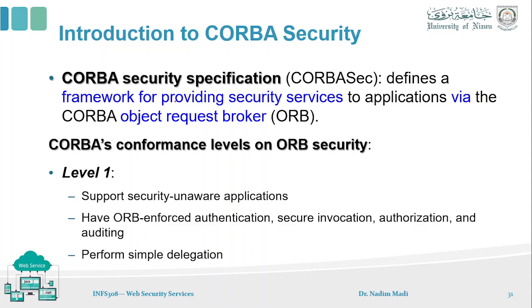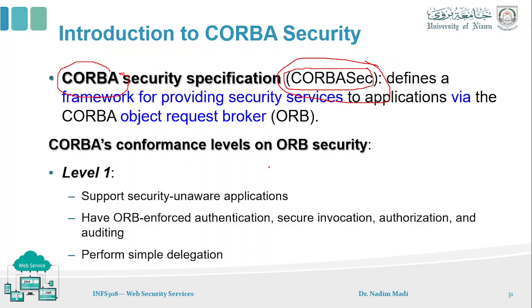So the CORBA security specification, this is a model for CORBA in order to be implemented in CORBA. So this is a specification. It defines a framework which provides the security services for the application. CORBA is a middleware, but CORBA security is a framework which provides the security required for the middleware. This is a security enhancement which should be added to CORBA.